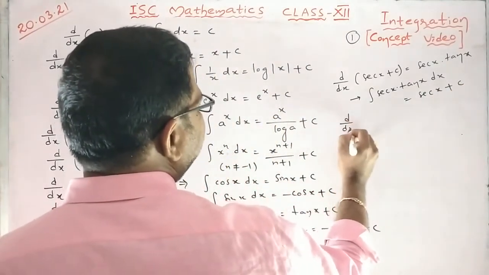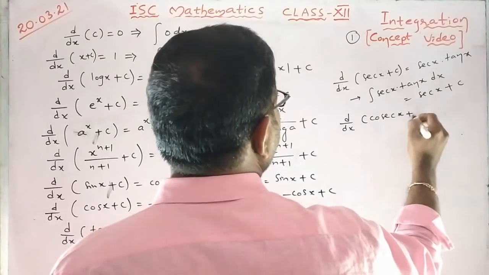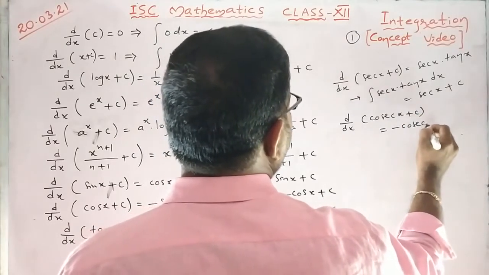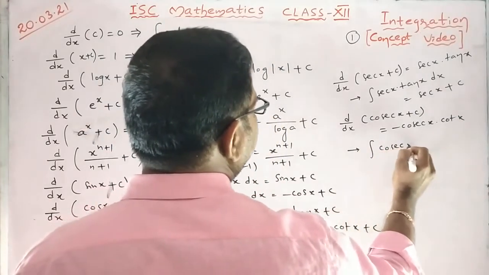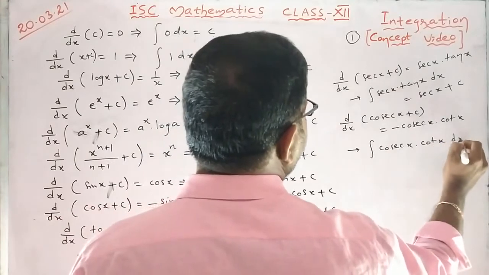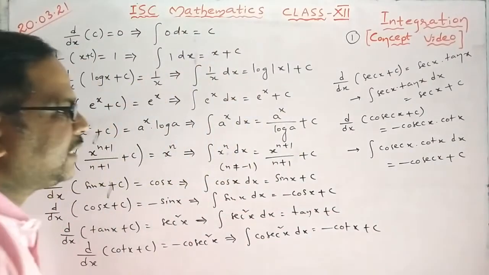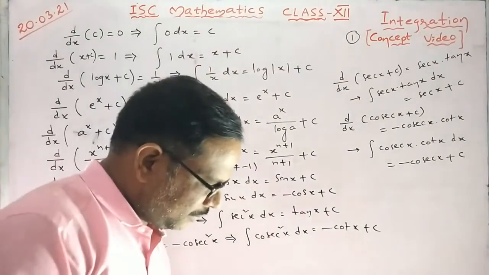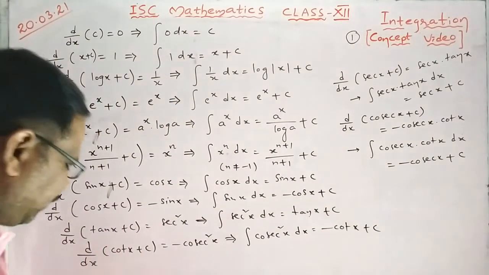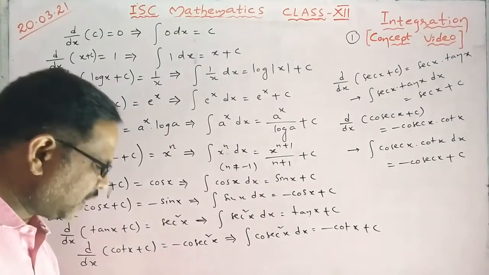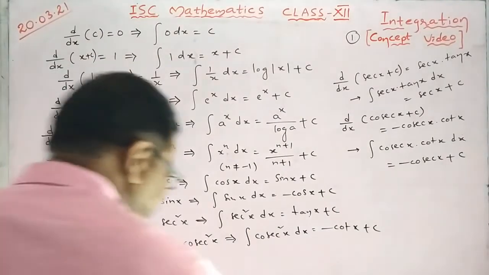Similarly, d by dx of cosec x equal to minus cosecant x into cot x. So integral cosecant x into cot x dx equal to minus cosecant x plus c. That is the basic formula for integration. So exercise 8.1 can be fully solved by using these concepts, right? One more concept we have. Hope it is clear.